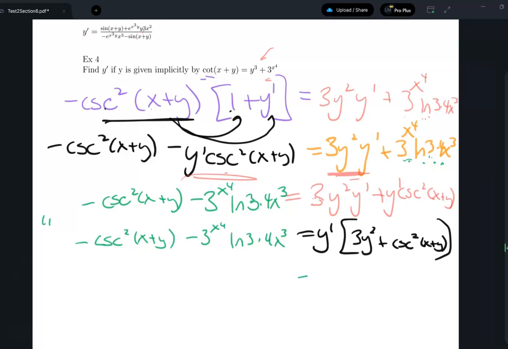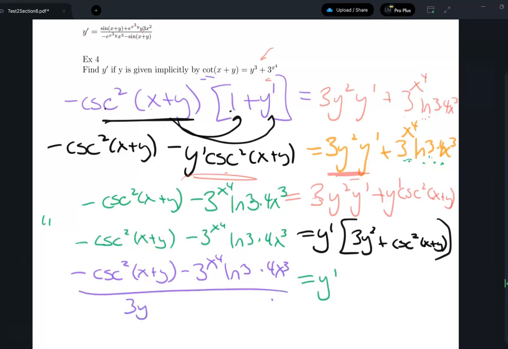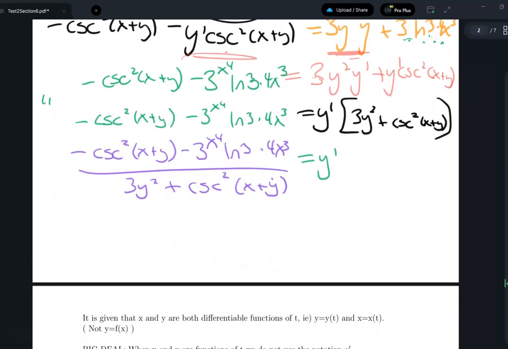Okay, so finally I'm ready to solve for y prime. So to solve for y prime, I'm going to take all of this stuff, minus 3x to the fourth ln of 3, 4x cubed, all over 3y squared plus cosecant squared of x plus y. Wow, that was a lot, right?